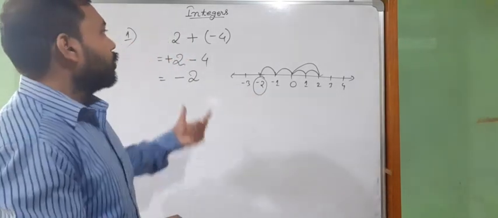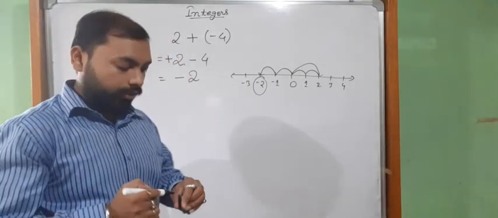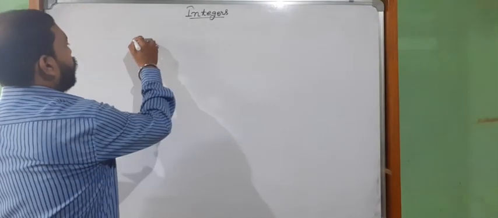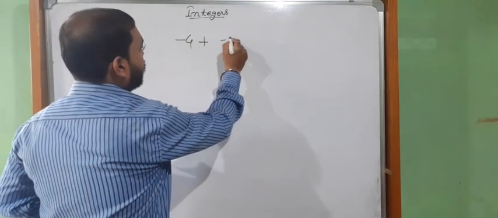Let us take some more examples so that it will be clarified to you. Let us take two negative integers, minus 4 plus minus 5.